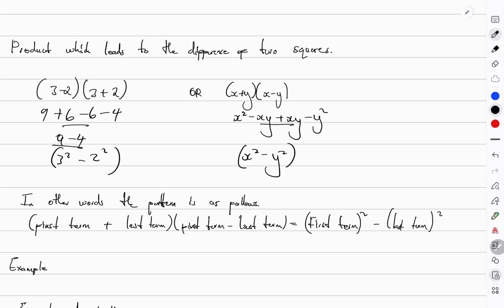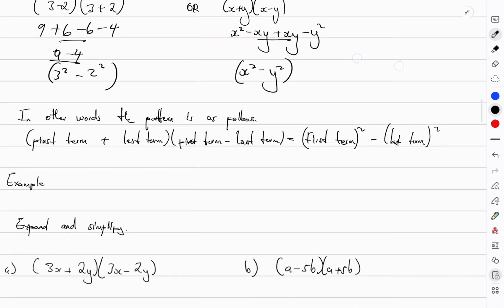So in conclusion, it means if you're having a difference of two squares, it means the first term plus the last term, first term minus the last term. So it means the first term and the first term are the same. The last term and the last term are the same, but the difference is the sign. Therefore, it means that our answer is going to become the first term squared minus the last term squared.